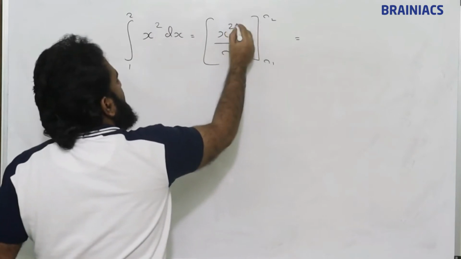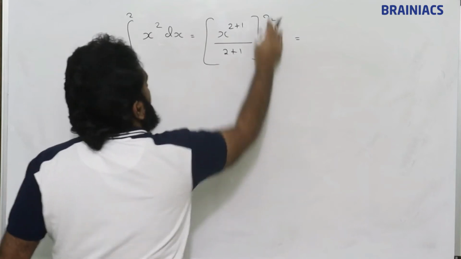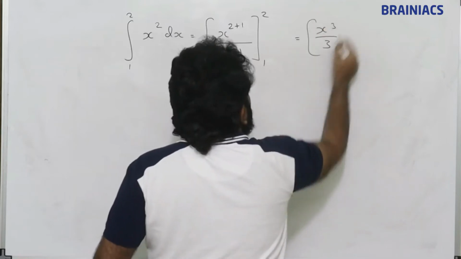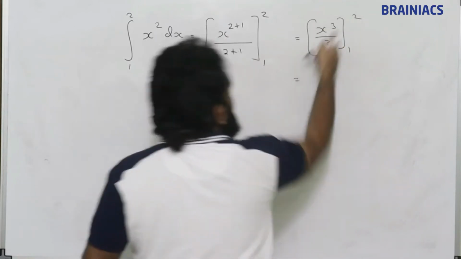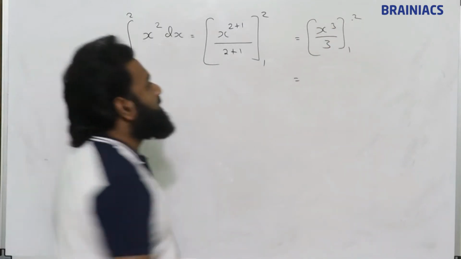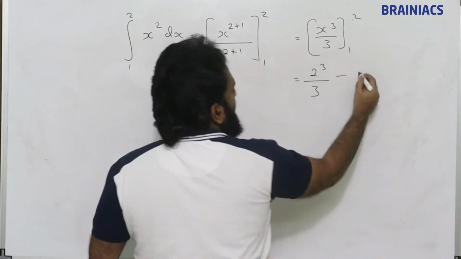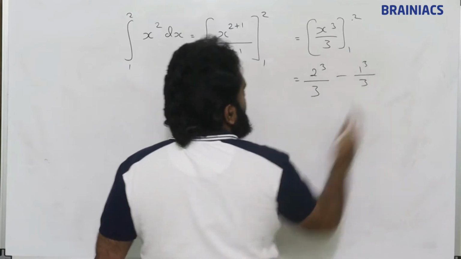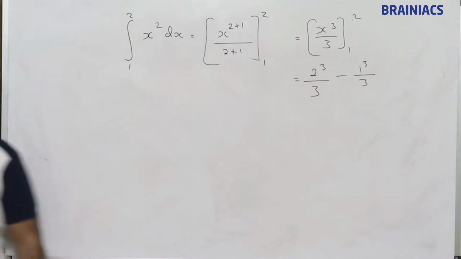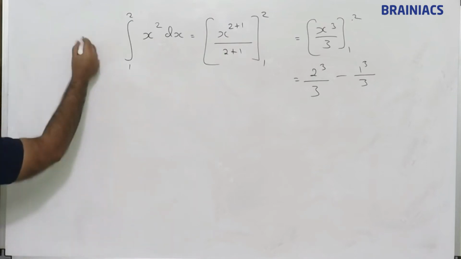So here it is 2 plus 1, again 2 plus 1, from 1 to 2. So this is x cube by 3, putting the limit 1 to 2. First we will substitute the upper limit in the place of x. So 2 cube divided by 3 minus lower limit 1 cube divided by 3. So this is the answer. Clear? Okay. So this is one example.